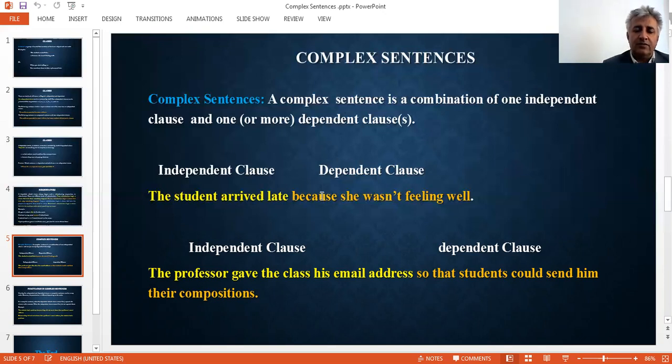Look at the second example. The professor gave the class his email address. This is an independent clause. It can stand by itself. It is a complete sentence. It doesn't need any other words to be completed. But what about the second part? So that students could send in their compositions. This part is a dependent clause. It can't stand by itself. The meaning is not complete. It needs the first part to be completed.